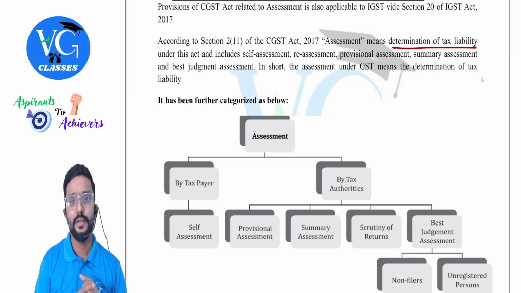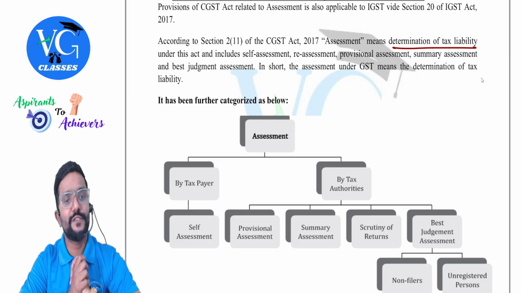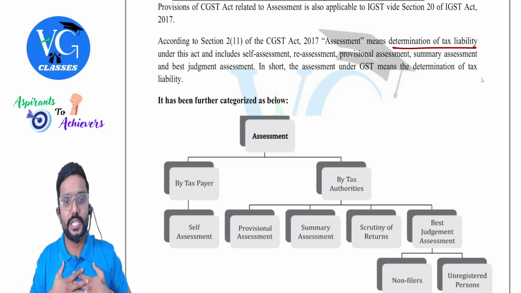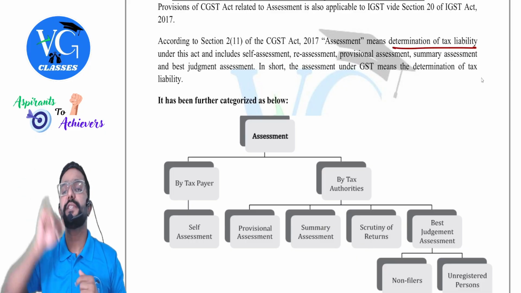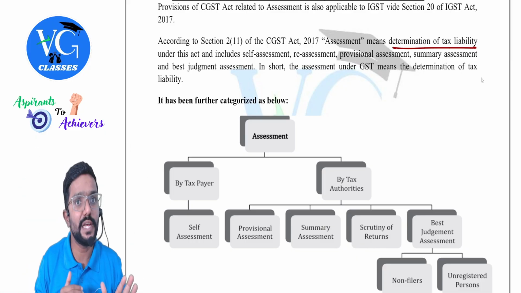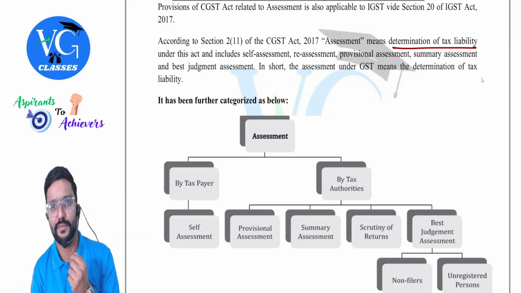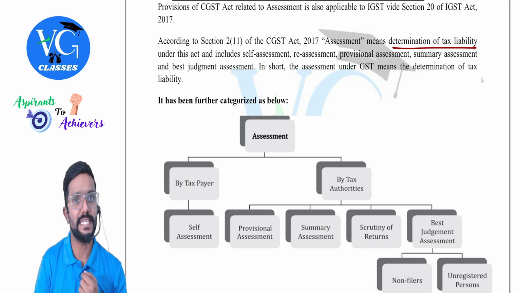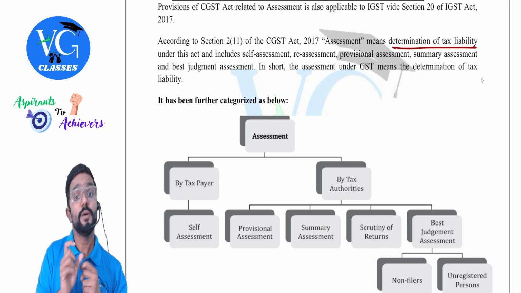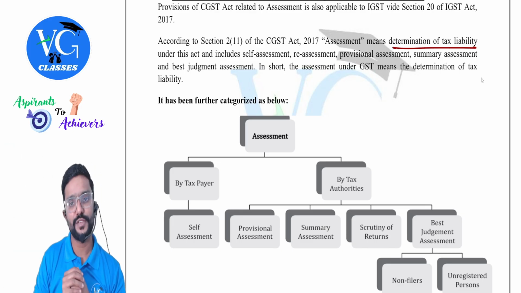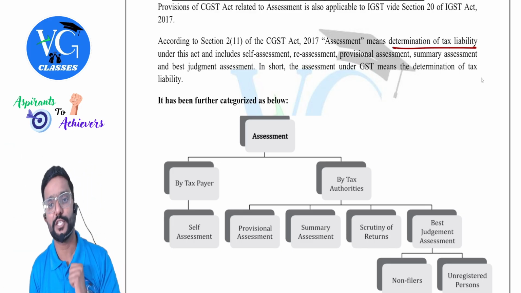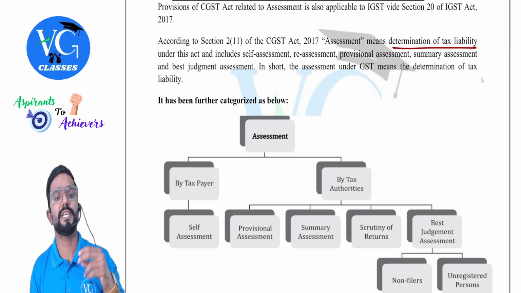Okay, sure. Assessment means determination of tax liability under this Act and includes self-assessment, that is by the registered person himself, or reassessment. Reassessment means what? Calculation is already done and I am redoing it again. Why? Because the first calculation was wrong, or I had not completely done it. Yes, reassessment. Provisional assessment, which the proper officer will do on behalf of the registered person. Summary assessment and best judgment assessment.